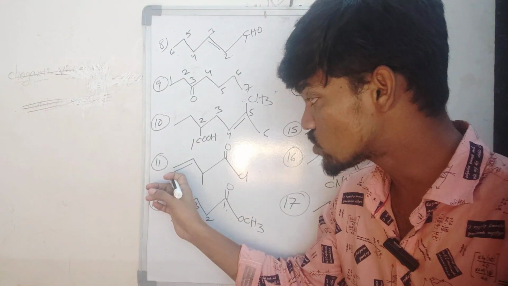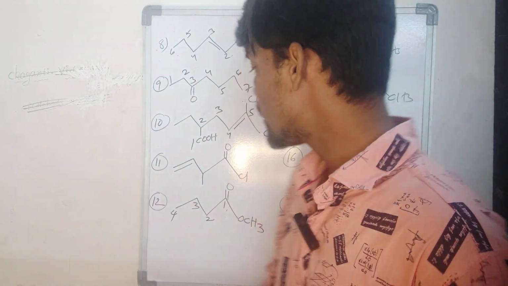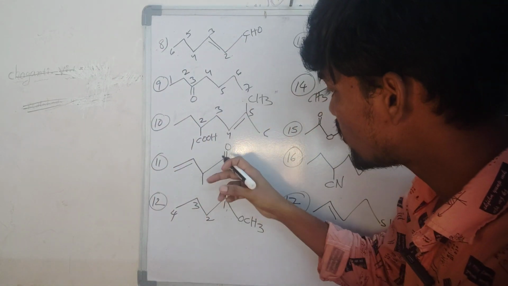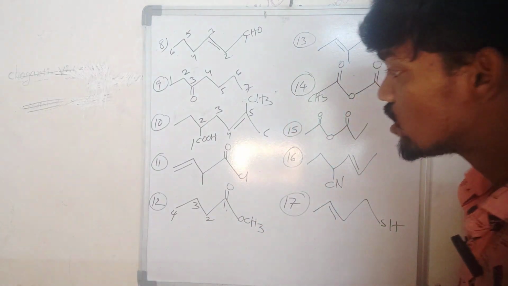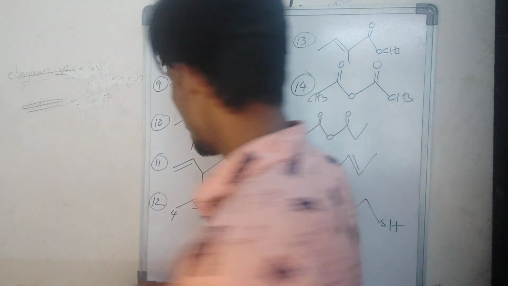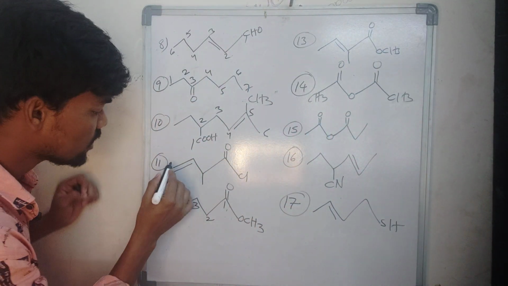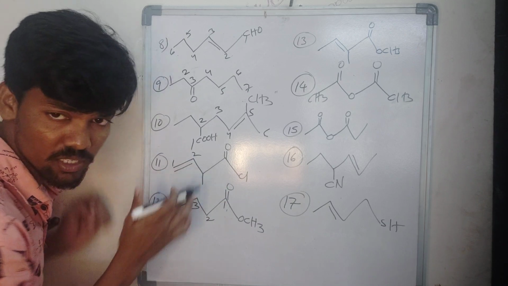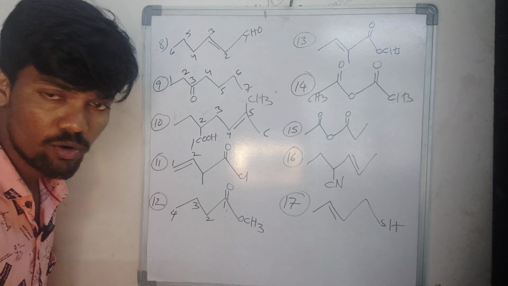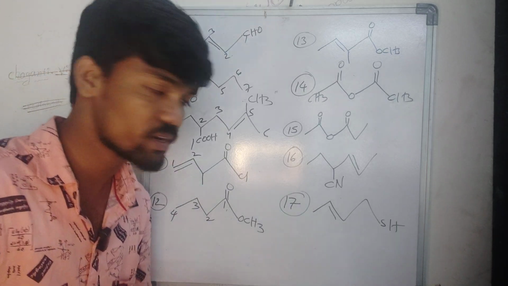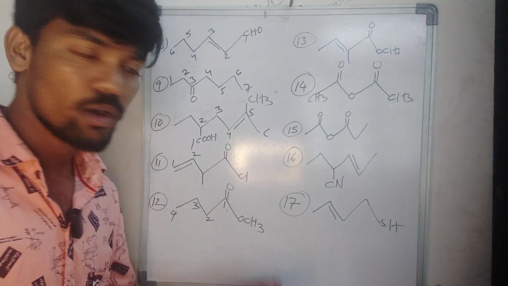This is unsaturated. The first carbon has unsaturation. Here chlorine is there, and this is some substituent. So where do we have to take the number? You want to take from here only. Why? Because unsaturation is there, chlorine is there. Okay, unsaturation is given first preference, then the substituent group.